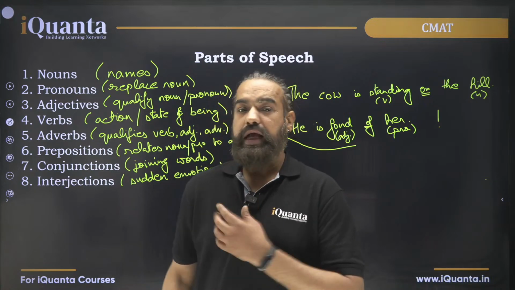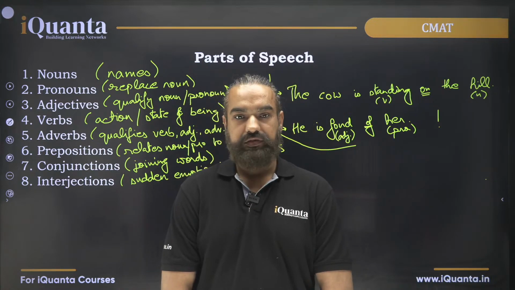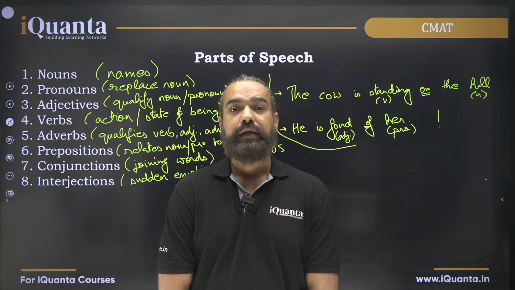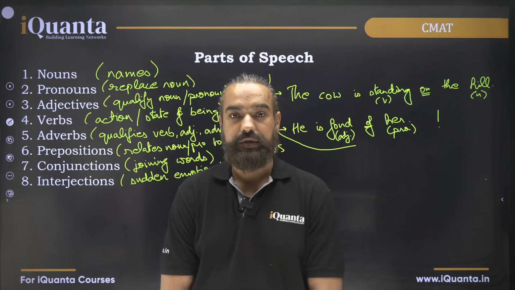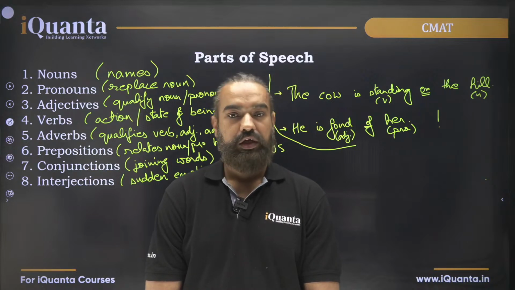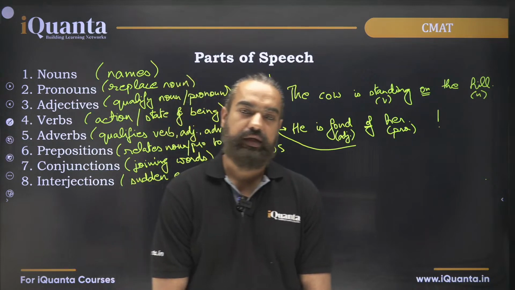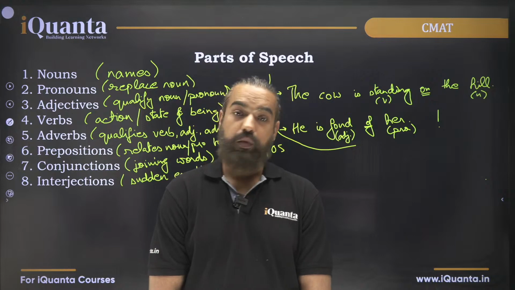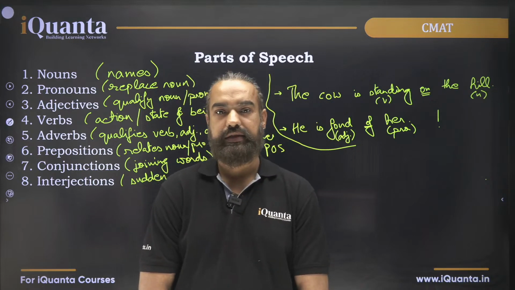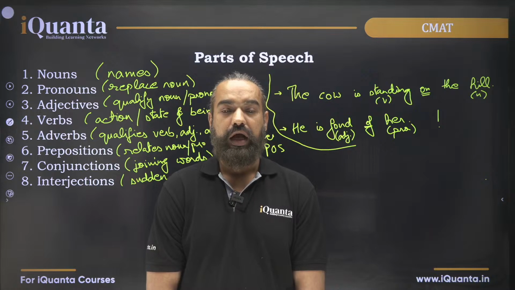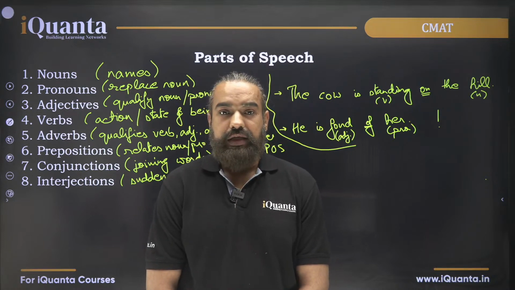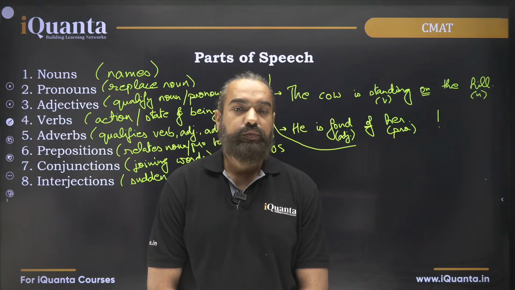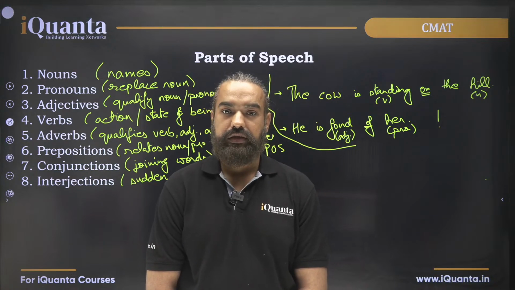So guys, so far we've learned that there are 8 parts of speech, and I'm sure you'll agree with me that any given word in a sentence has to fall under these 8 parts of speech. It cannot be anything else. Now I'm going to give you a small test and take 5 minutes of your time. I'll give you a sentence, and you have to identify each word as what part of speech it is.